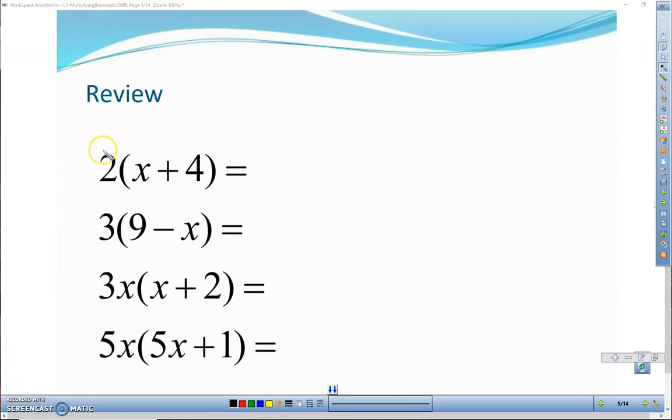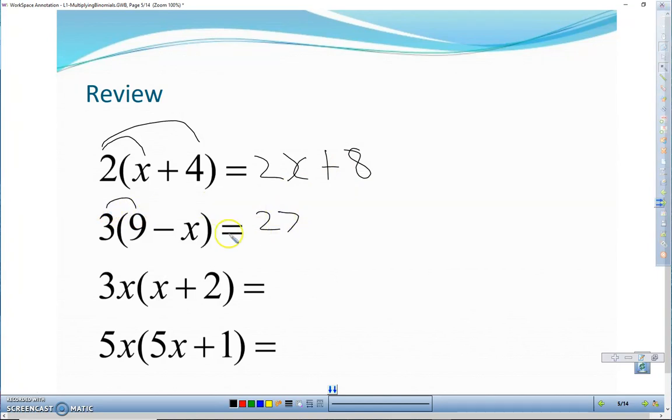Alright, let's do this. So the 2 multiplies the x, that's 2x. We've got 2 multiplies the 4, which is plus 8. Expanding this, 3 times 9 is 27, and 3 times minus x is going to be minus 3x. Continuing on, we've got 3x times x. Well, the x's, we've got 2 of them, so this turns into 3x squared. 3x times the plus 2 turns into plus 6x, because 2 times 3 is 6.